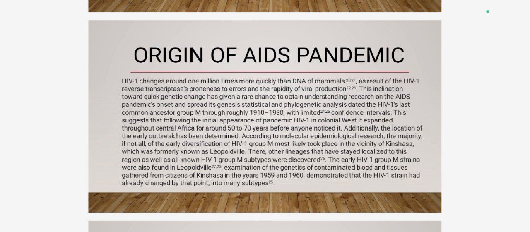So there, other lineages that have stayed localized to this region, as well as all known HIV-1 group M subtypes, were discovered. So the early HIV-1 group M strains were also found in Leopoldville. So examination of the genetics of contaminated blood and tissues gathered from citizens of Kinshasa in the years 1959 and 1960 demonstrated that the HIV-1 strain had already changed by that point into many subtypes.